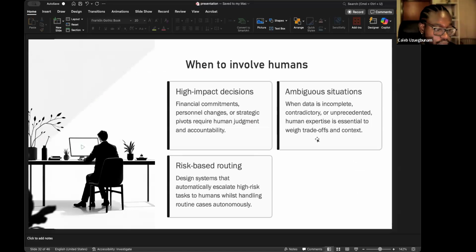When to involve humans. Yeah, this is important. Ambiguous situations, definitely. When data is incomplete, the system should report back to a human and say, I know you asked for this, but these are the only things I could get. And the human needs to know why they only got those things.